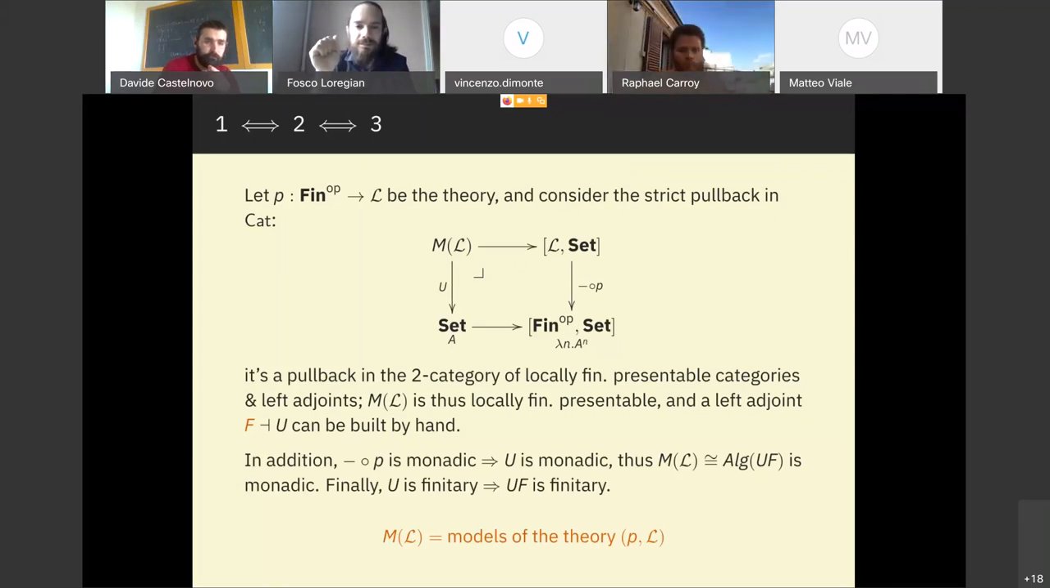Finally, since U is finitary, the monad is finitary. This is a very general result. The monad UF generated by an adjunction preserves all the colimits that are preserved by the forgetful functor, the right adjoint. So these categories really behave like categories of models because they are exactly monadic categories over Set where the forgetful functor is finitary. And also, again, they are finitary monads.